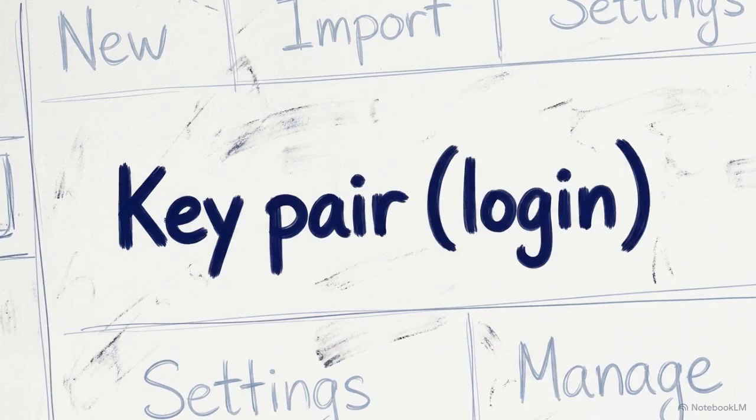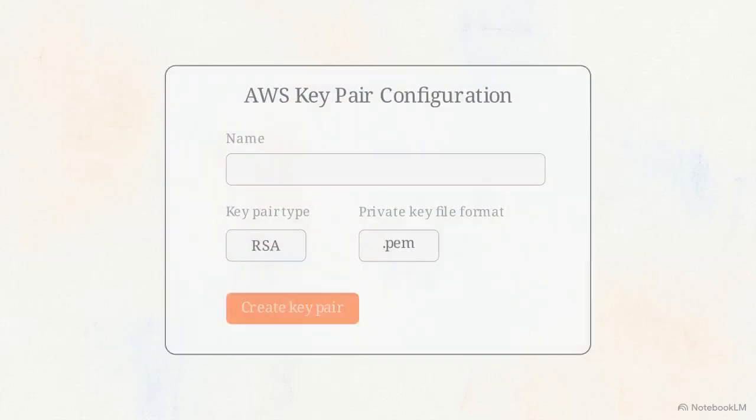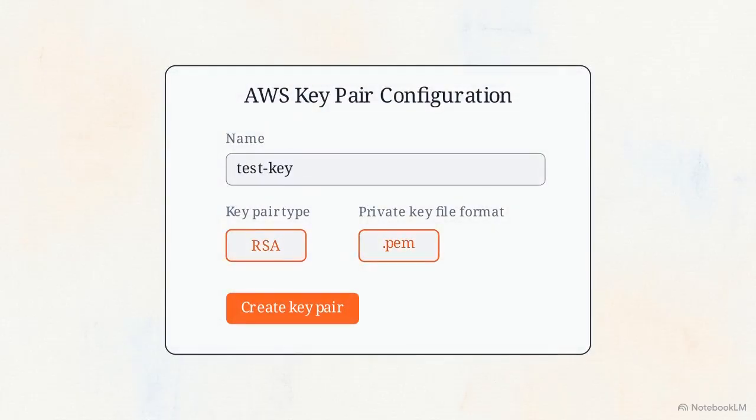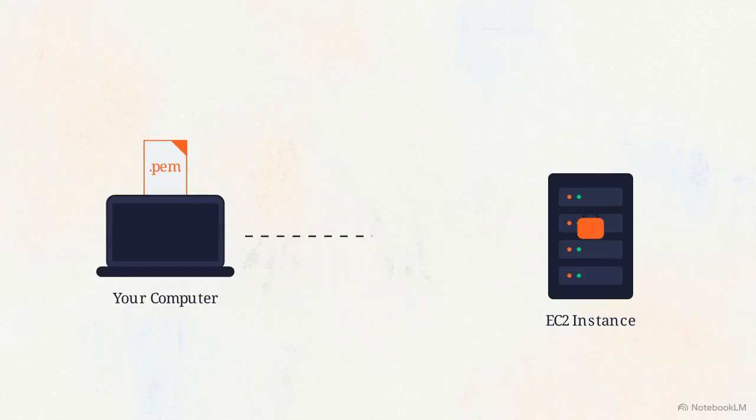Now we reach the key pair section. This is the single most critical security configuration of your build. Instead of a password someone could easily guess, AWS uses a key pair. It requires a unique cryptographic file to unlock the machine. Give your key a simple name, leave the settings on default RSA and .pem format, and click Create Key Pair.